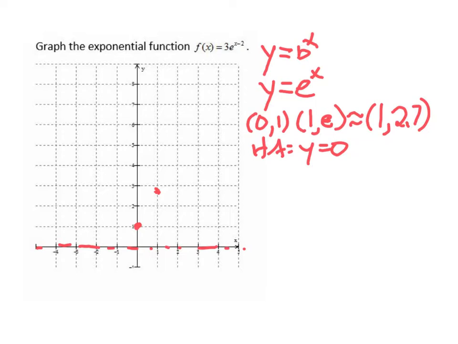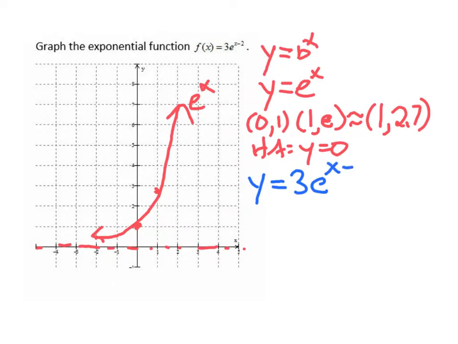Okay, and then I just do the best I can to draw the shape of that exponential function when the base is bigger than 1. Looks like this. And so this is the graph of e to the x. Once we get that on the page, then we take a step back and consider, okay, what needs to happen for me to turn this into the graph of 3 times e to the x minus 2?